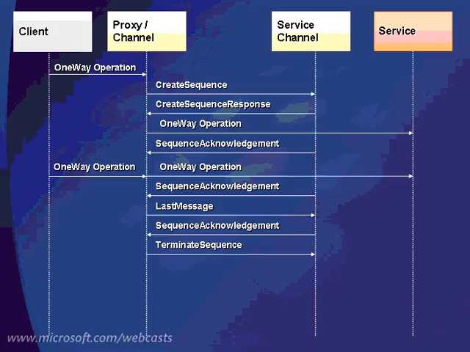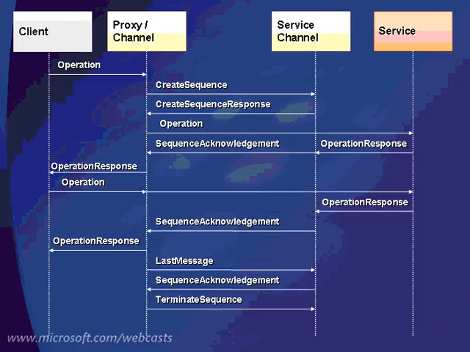Now, if this was a one-way operation, then create sequence is still called and a sequence response with an ID is still provided, and then the one-way operation is invoked, but there is not a response. So what happens instead is a sequence acknowledgement is sent back at the channel layer. So you don't see it, but there is a message sent back to indicate acknowledgement. And again, one-way operations are called, sequence acknowledgements are sent at the channel layer. Ultimately, when it's last message and terminate sequence, that means you closed the proxy or that something else told the channel to shut down.